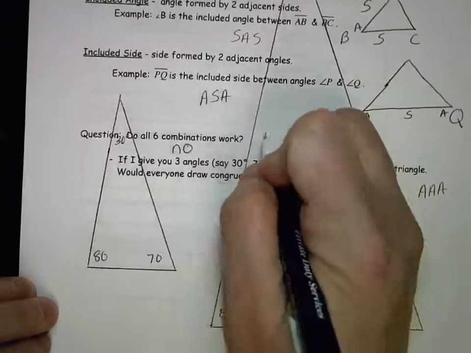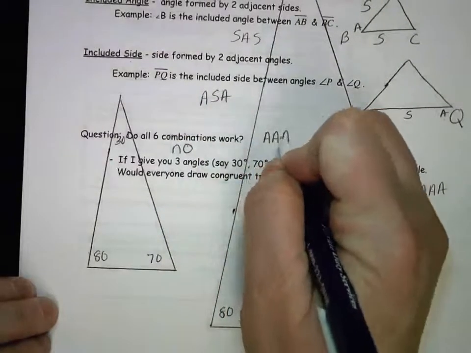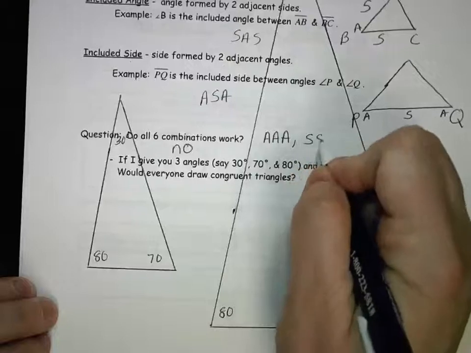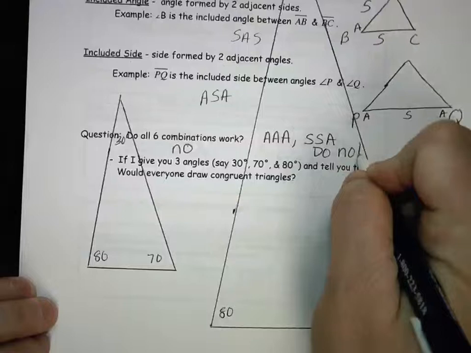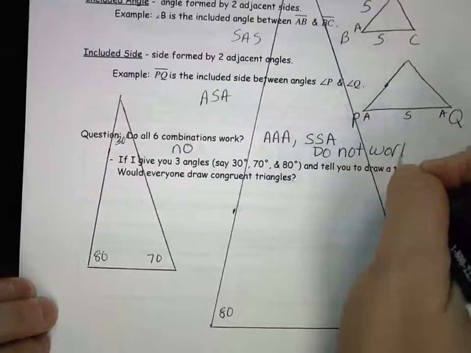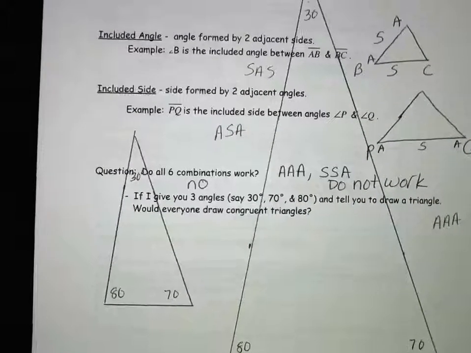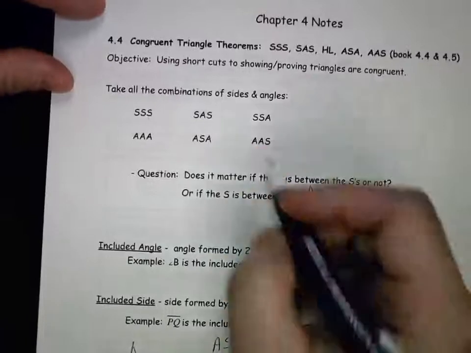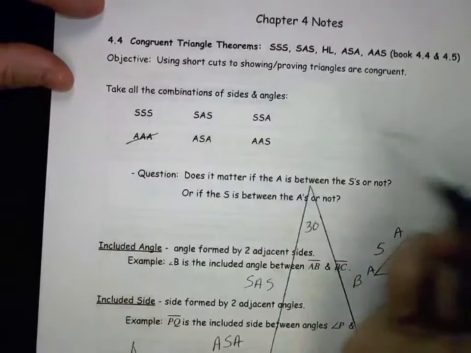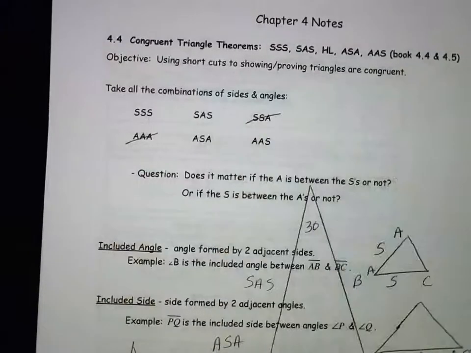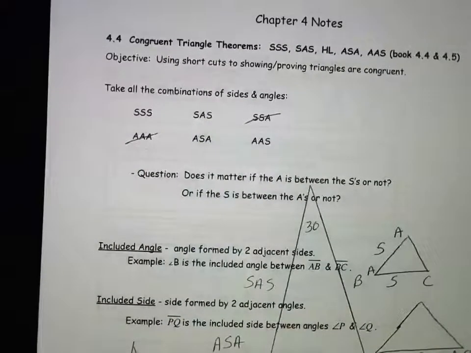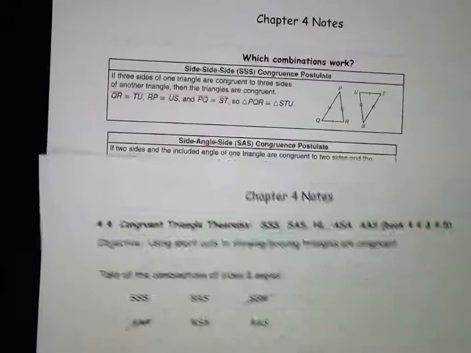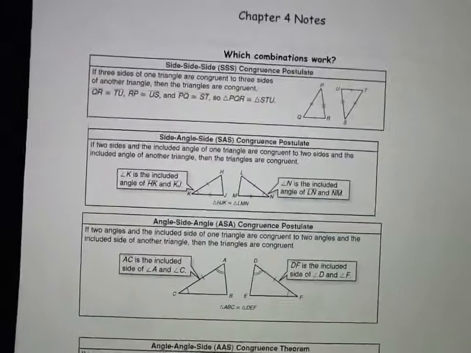And I will tell you that angle, angle, angle, and side, side, angle do not work. The other four do work. So up here, I'm going to cross out angle, angle, angle and side, side, angle. And these other four combinations are all ways to prove triangles congruent. And we have this kind of listed on the next page.